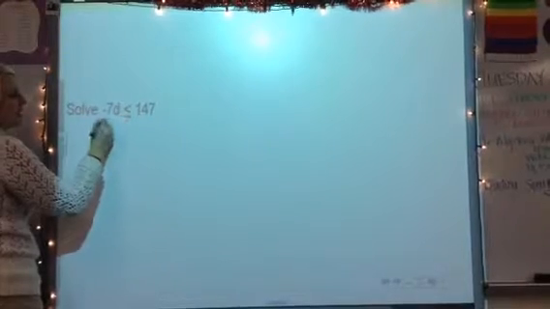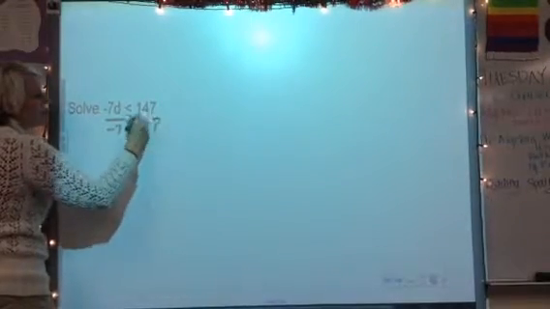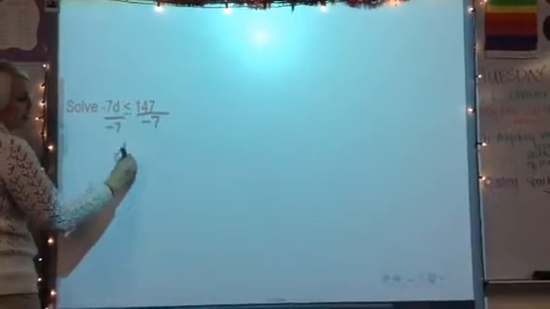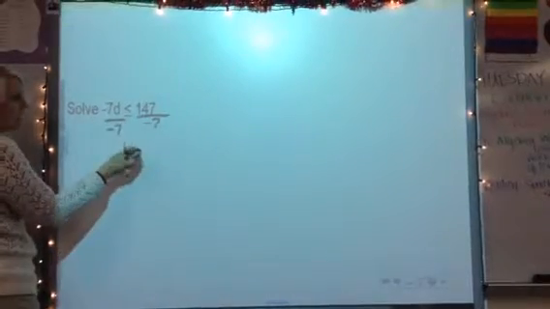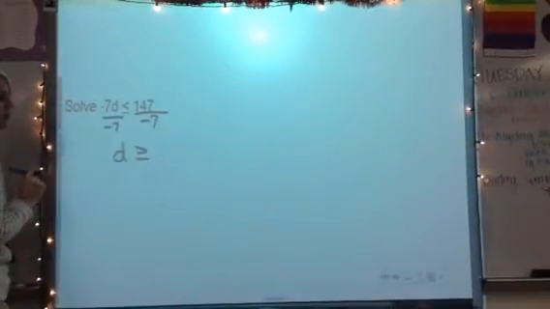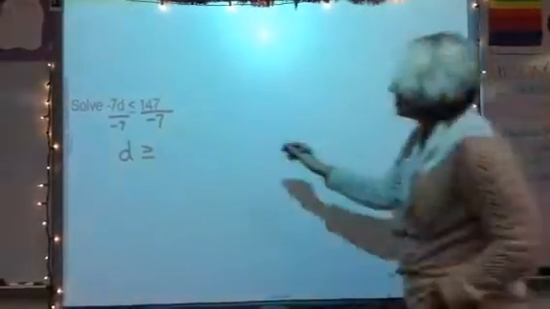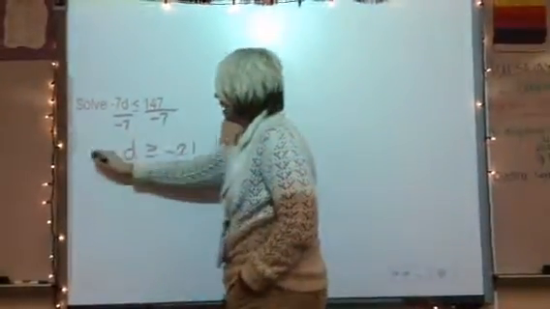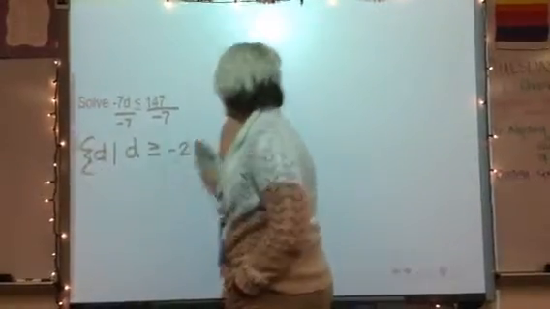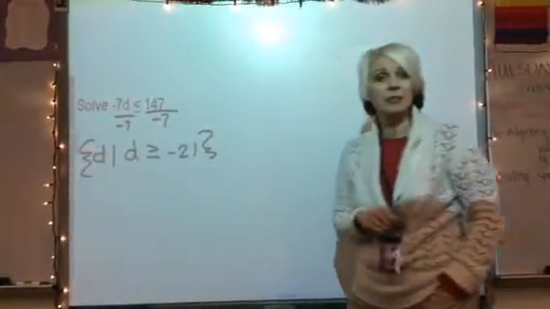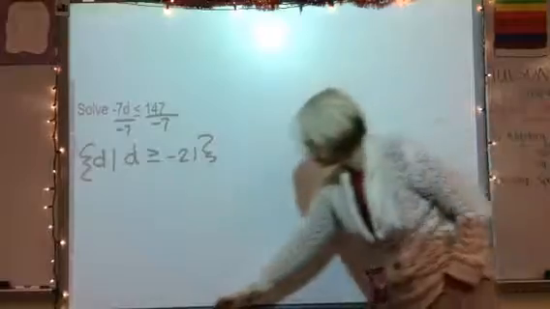Negative 7 times d, so I'm going to divide by negative 7. This side is d. I did divide by a negative, so I flip that symbol. It's going to be greater than or equal to 147 divided by 7. I grab my calculator, and it's negative 21. And I am going to use set notation, so d such that. You try the example in your notes. Good.